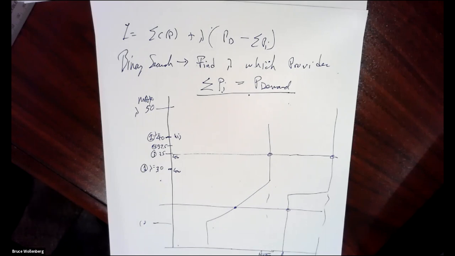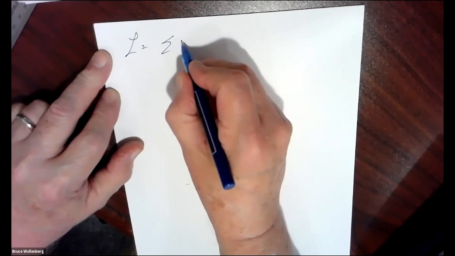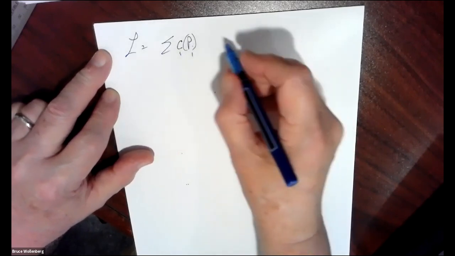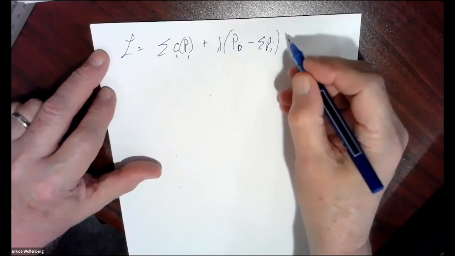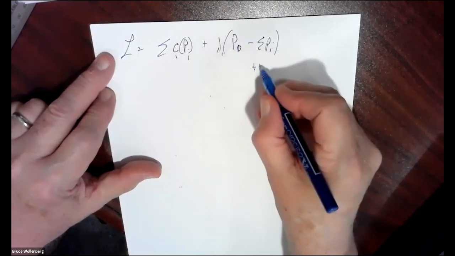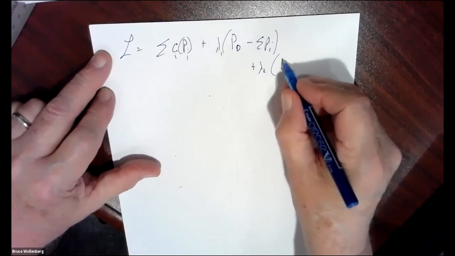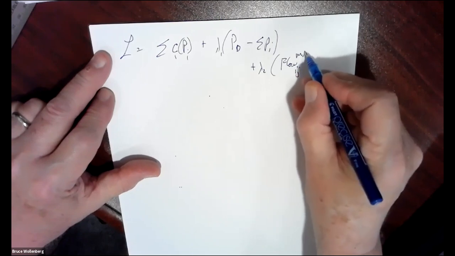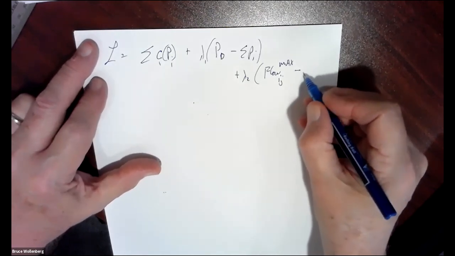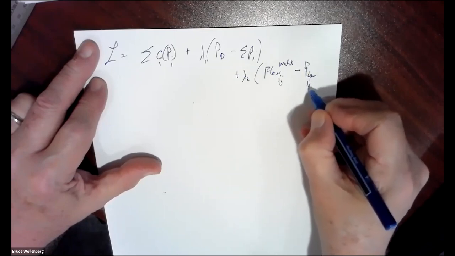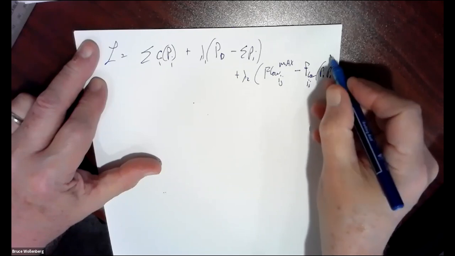Now, it doesn't get rid of all the theory, and if you add other kinds of constraints, then you can't use this. So the other kinds of constraints would be, let's say you have a Lagrangian and you have the sum of the costs plus lambda one times PD minus the sum of the PI. And then I'm going to add another, lambda two times flow ij max minus a function that gives us the flow ij as a function of p1, p2 and so forth.